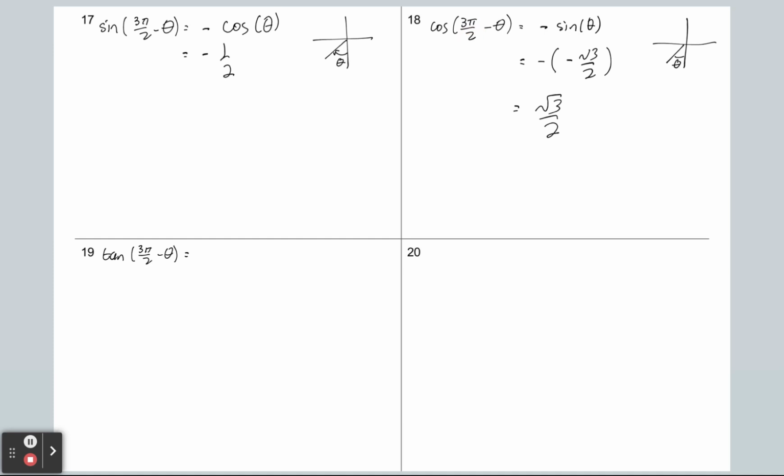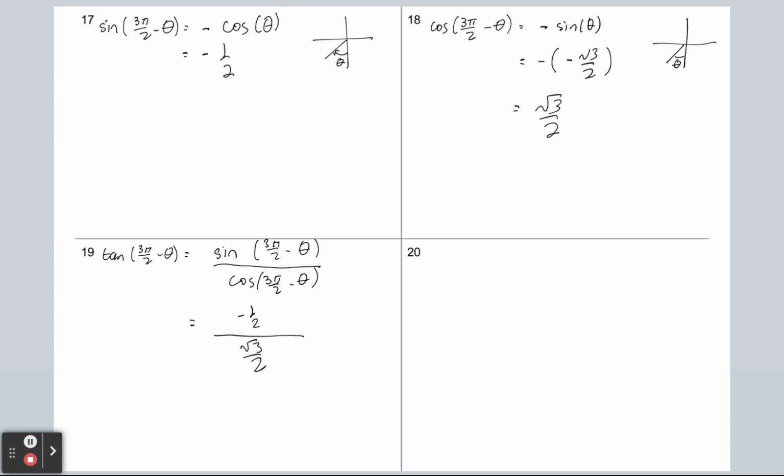The tan of 3 pi on 2 minus theta. So in this instance here, I would certainly be going straight into sine of 3 pi on 2 minus theta over the cosine of 3 pi on 2 minus theta, like so. So we're using that basic tan identity. Now, sine of 3 pi on 2 minus theta is equal to negative a half. So that's what will be on the top. And on the bottom is cosine of 3 pi on 2 minus theta, and that is root 3 on 2.